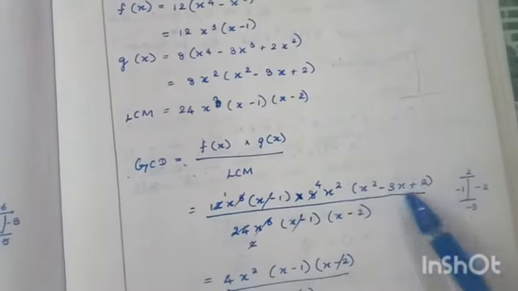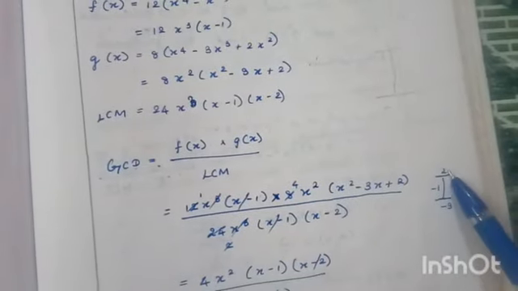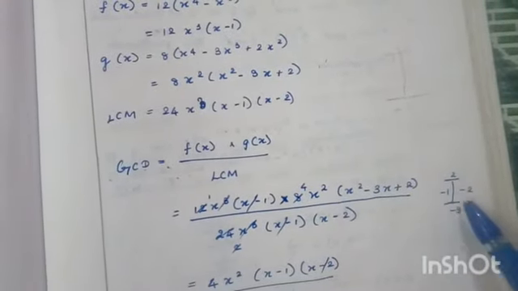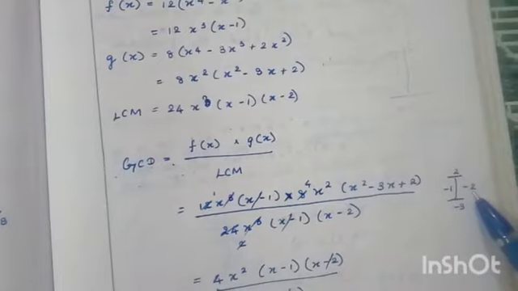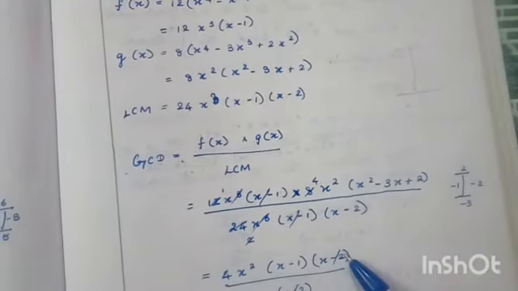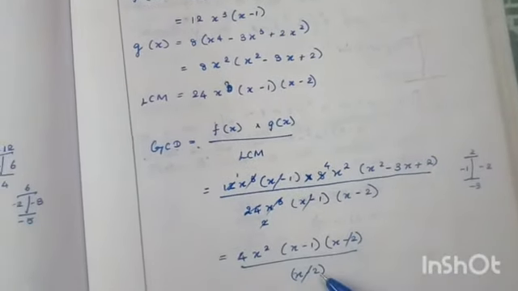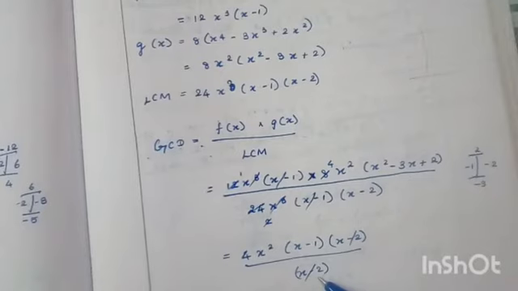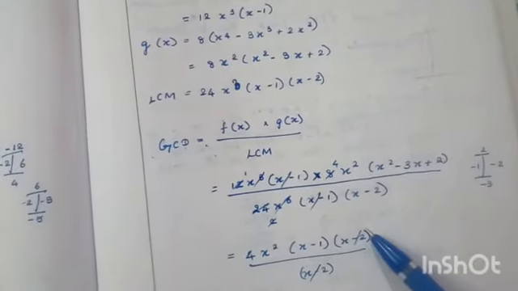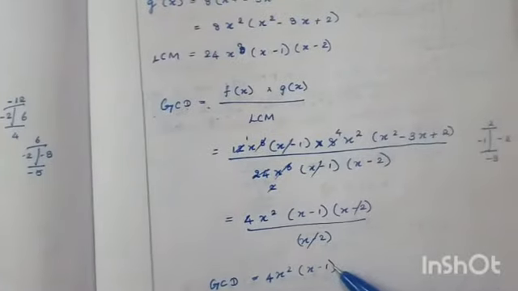For this x square minus 3x plus 2 you have to find the factors. Product value is 2, adding value is minus 3. So minus 1 into minus 2. The factors are minus 1 and minus 2, that is x minus 1 into x minus 2. For this quadratic expression we found the factors. In the denominator we have x minus 2, so x minus 2 cancels. After cancelling we have 4x square into x minus 1.